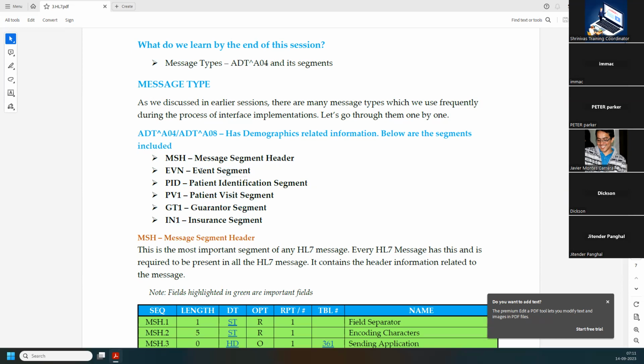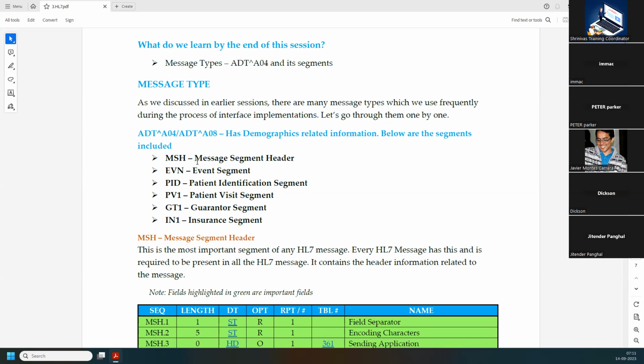Each of these segments will carry a specific type of information. As the name itself suggests, we will be able to figure out what kind of information is transacted in that specific field or specific segment. If you talk about the insurance segment, it will have all the information related to the insurance of the patient, right? In a similar way, if you talk about PID, yesterday we have seen that PID is the patient identification segment.